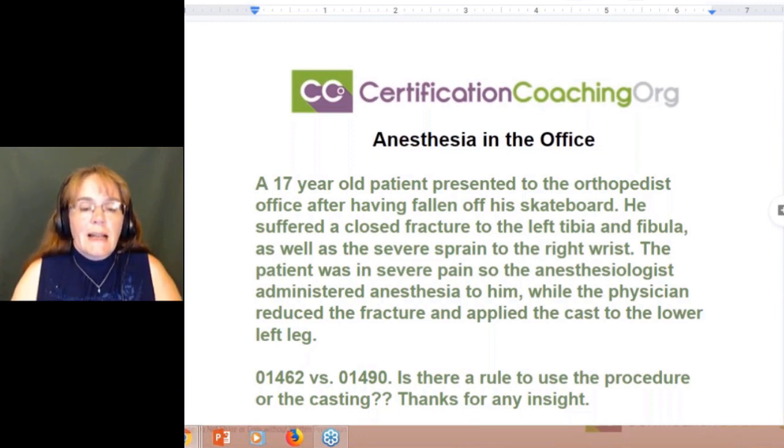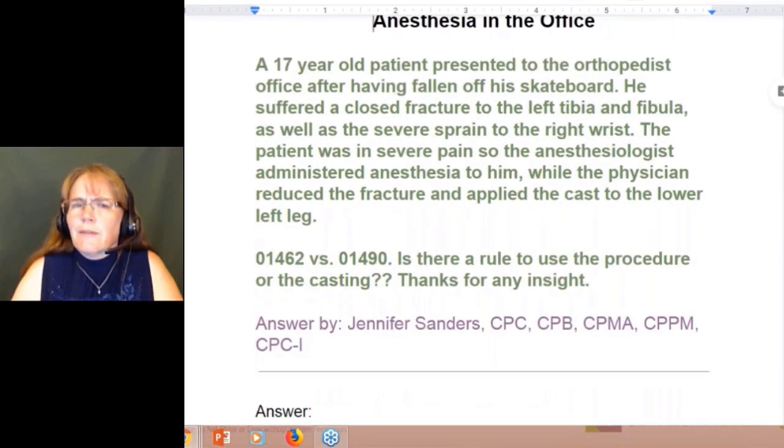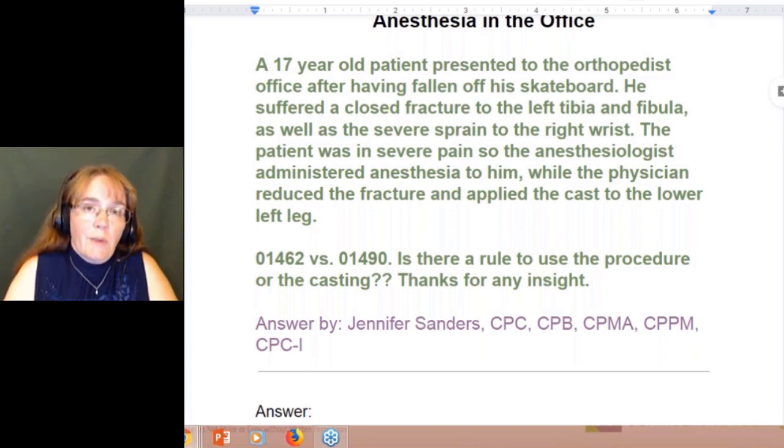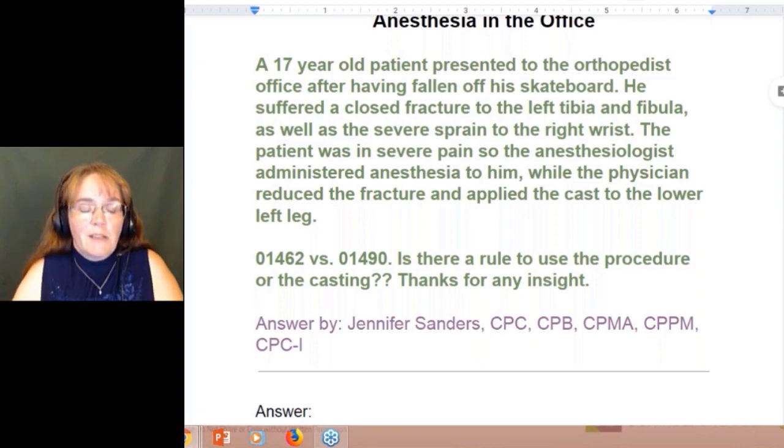So the anesthesiologist administered anesthesia to him while the physician reduced the fracture. So it had to have just happened because that fracture needed to be put back together. The bones needed to be put back straight. And then they applied a cast to the lower leg. I thought that was rather interesting too, because typically right after a fracture, we don't apply a cast. You apply a splint and do a cast a couple days later while you let the swelling go down. But everybody does their own thing.